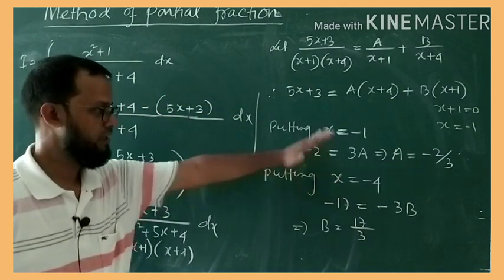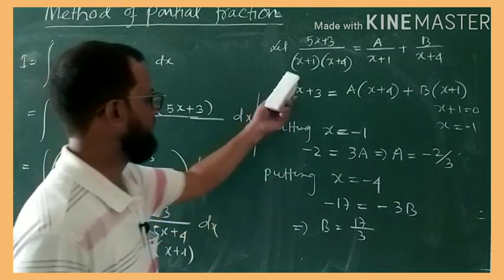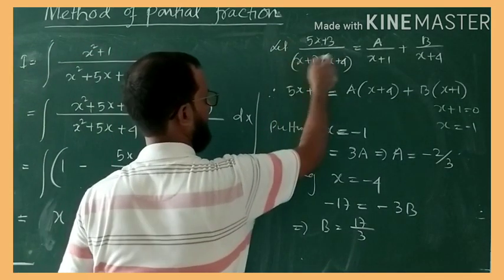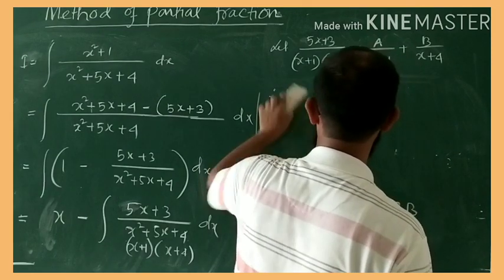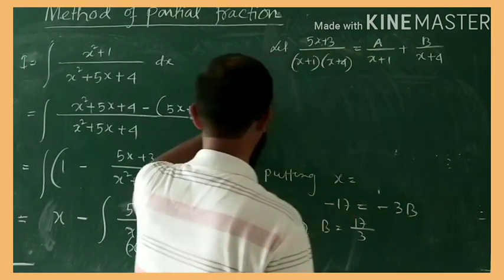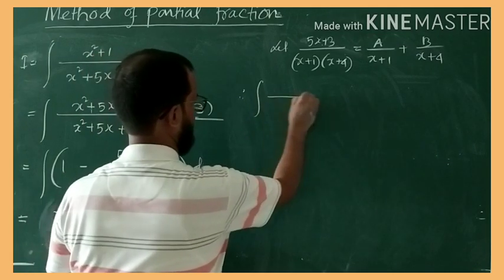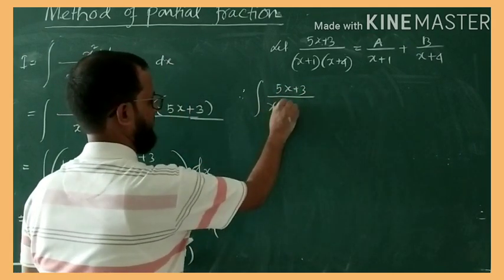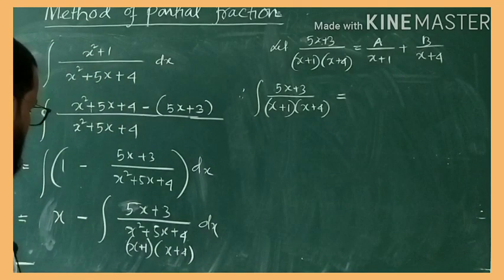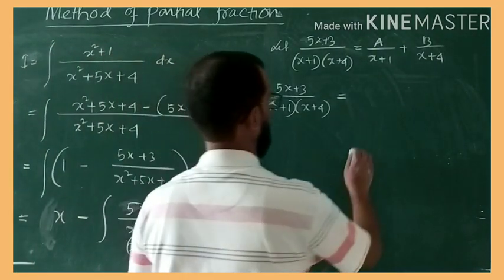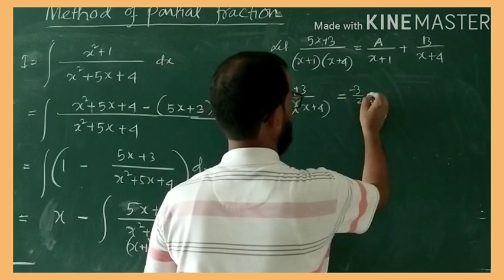You have no confusion. So this way you have to find the constants. Now, replacing in this integral, you have to find this integral, right? That means if you take the integral here and put the value of A, you will get the final answer. So I am replacing here itself. Taking integration, therefore the integration of 5x plus 3 divided by x plus 1 into x plus 4. What is the value of A? I'm sorry, how much was it? I think 3 by 2 or -3 by 2. Okay, -3 by 2.